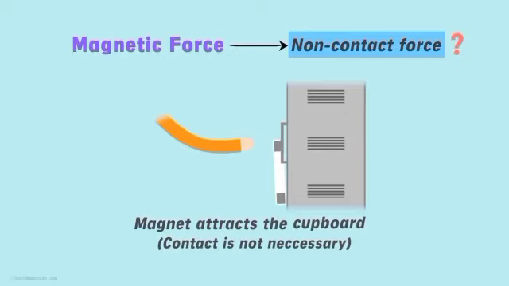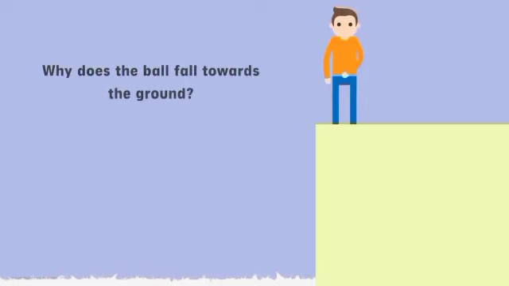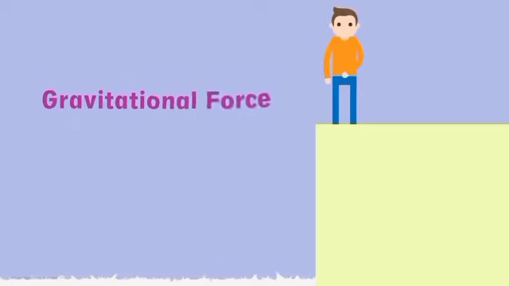Are there any other non-contact forces besides the magnetic force? When you release an object, say a plastic ball, from some height above the ground, it just falls on the ground. Why does it fall towards the ground? This is because of the force that the earth exerts on it in the downward direction. The earth always pulls the objects towards it. This force that the earth exerts on objects is called gravitational force. This force is attractive in nature, that is, it attracts two objects towards each other.